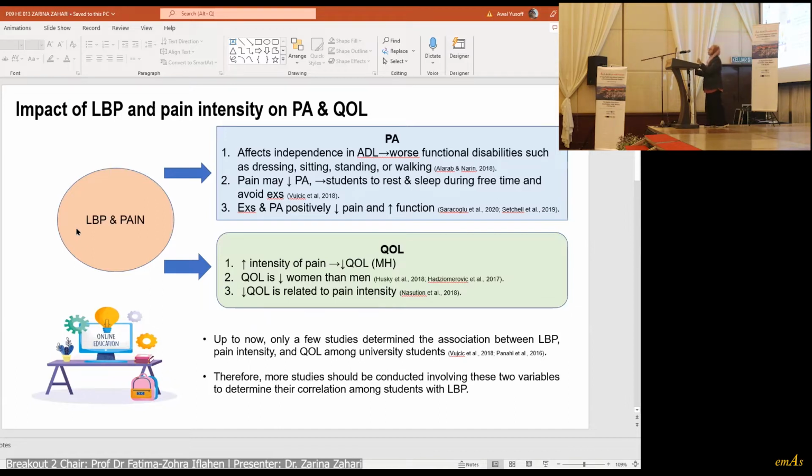Reduced quality of life is always related to pain intensity. Up to now, only a few studies have determined the association between low back pain, pain intensity, and quality of life among university students. Therefore, more studies should be conducted involving these two variables, physical activity and quality of life, to determine the correlation among students with low back pain.